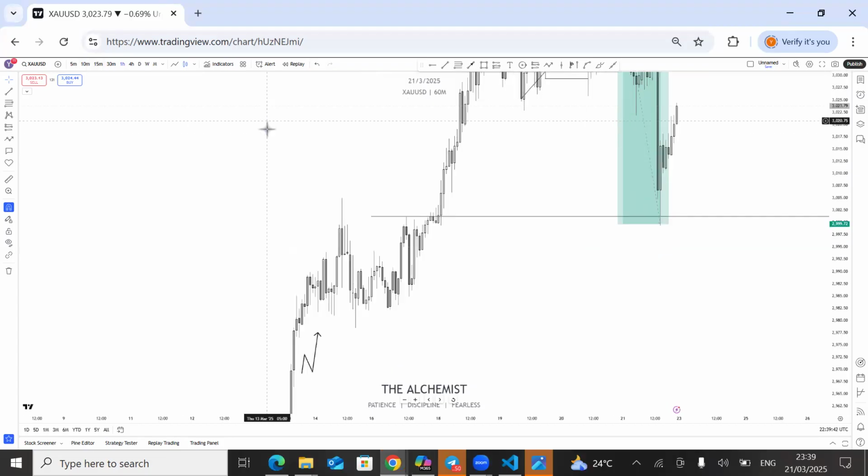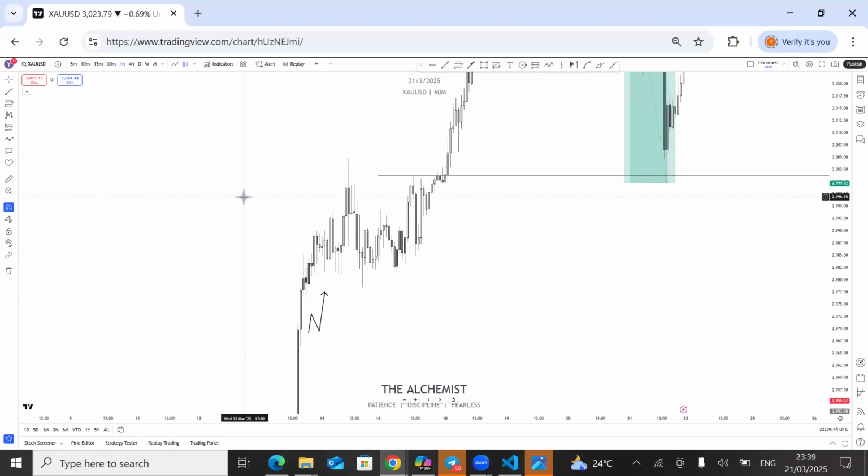Like, for example, let me show you. I just noticed the setup on the M15. You understand? You can notice the setup even on the 4 hour time frame. Any time frame you notice your setup, it's just an example. Any time frame you find a setup, go on the higher time frame to confirm the setup.